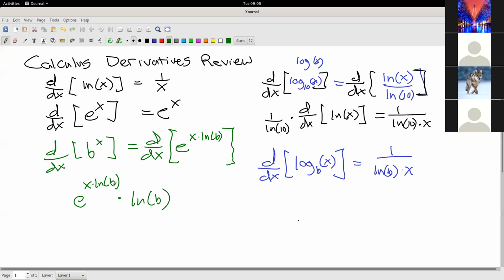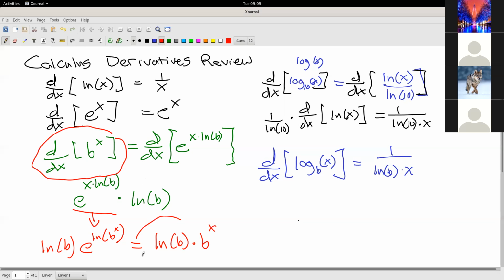And then for this part right here, think about the log rule where powers become multiples. So this part can also be written as e to the power natural log of b to the x. We still have that natural log of b multiple hanging on. And e to the power natural log cancels, they're inverse functions. So this becomes the natural log of b times b to the x. So for this more general, any exponential base, we have to multiply by the natural log of b to adjust.